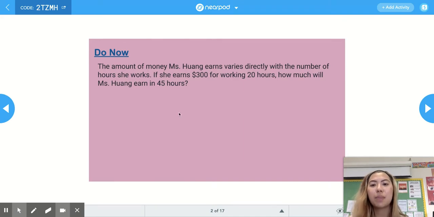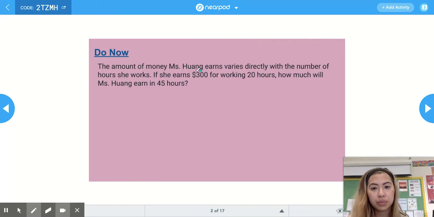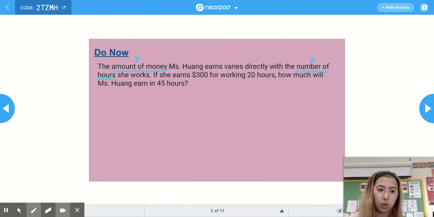Our do now reads: the amount of money Miss Huang earns varies directly with the number of hours she works. So my two factors are the amount of money and the number of hours. The time is going to be my independent variable represented by x, and the amount of money is going to be my dependent variable since the amount of money depends on the time worked.